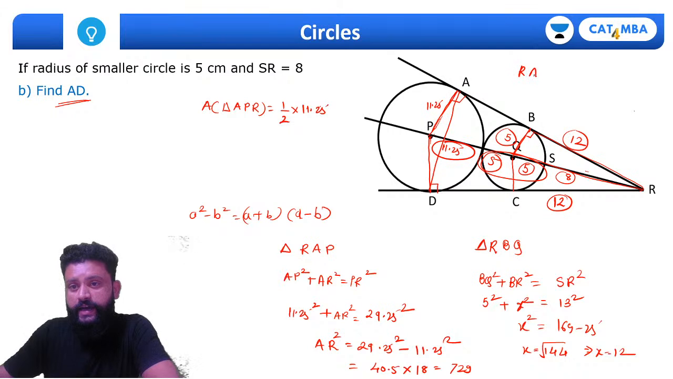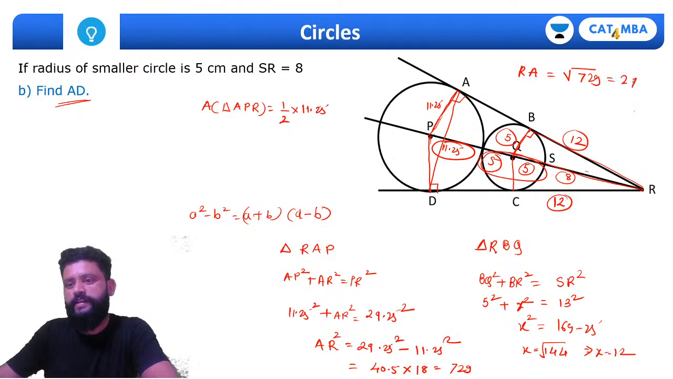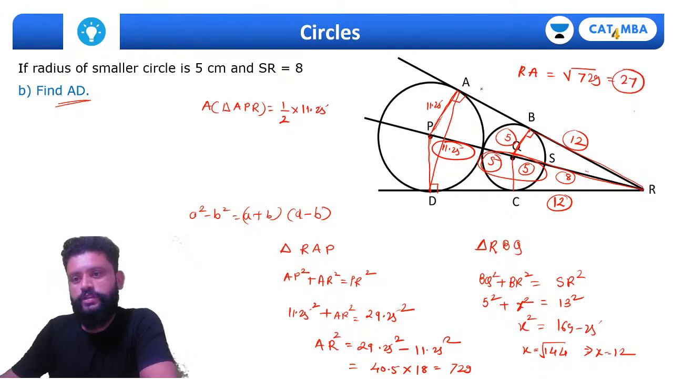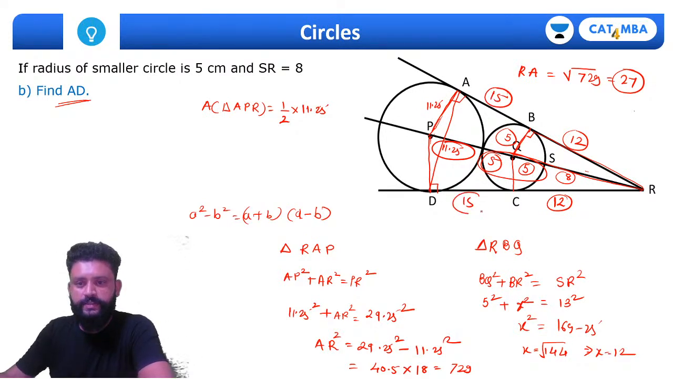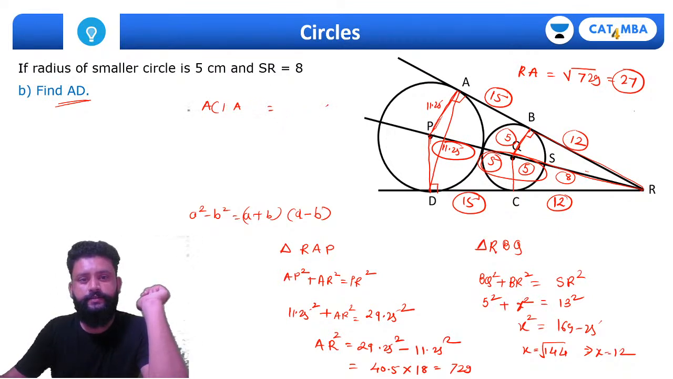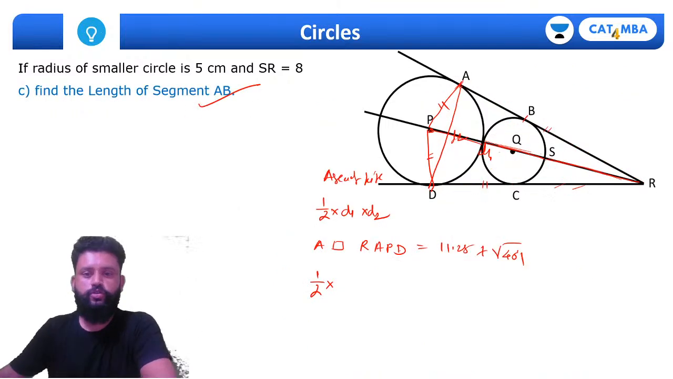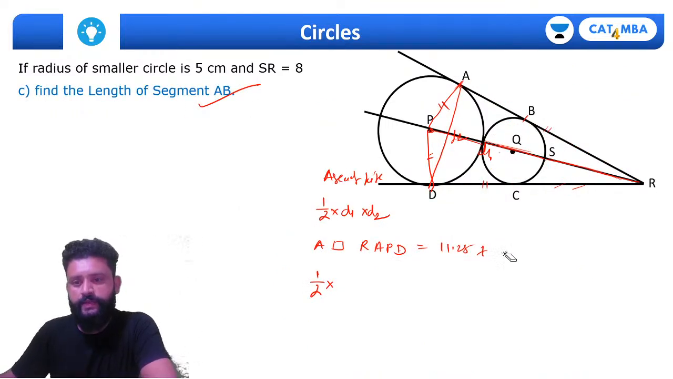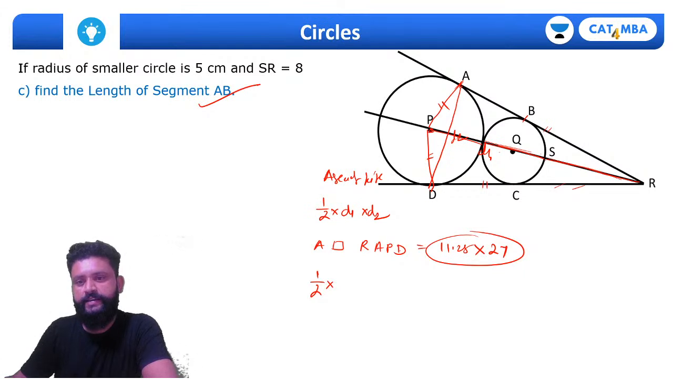We have got AR as square root of 729, which is 27. Sorry, that's a perfect square. So this one is 27, so we have got AB as 15. My mistake. This as 15. Okay, so now the area of quadrilateral, just a minute. So this area will be 11.25 into 27, right? And it is half into 29.25 into the length AD.